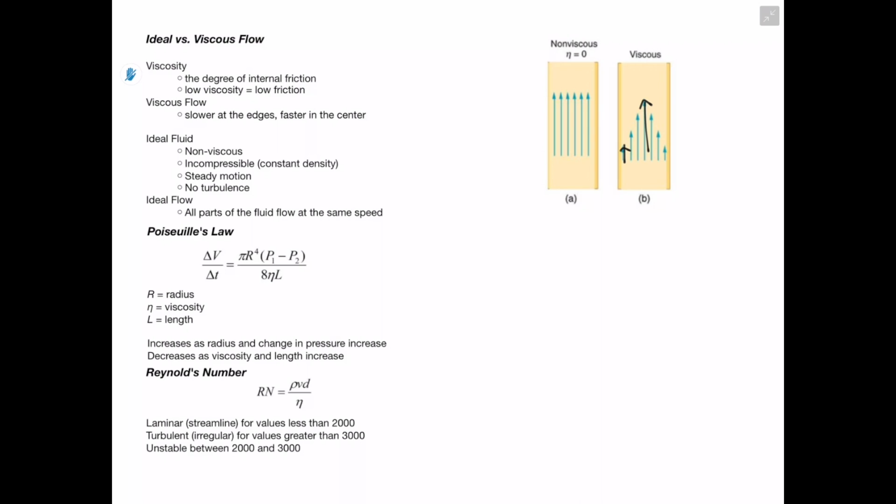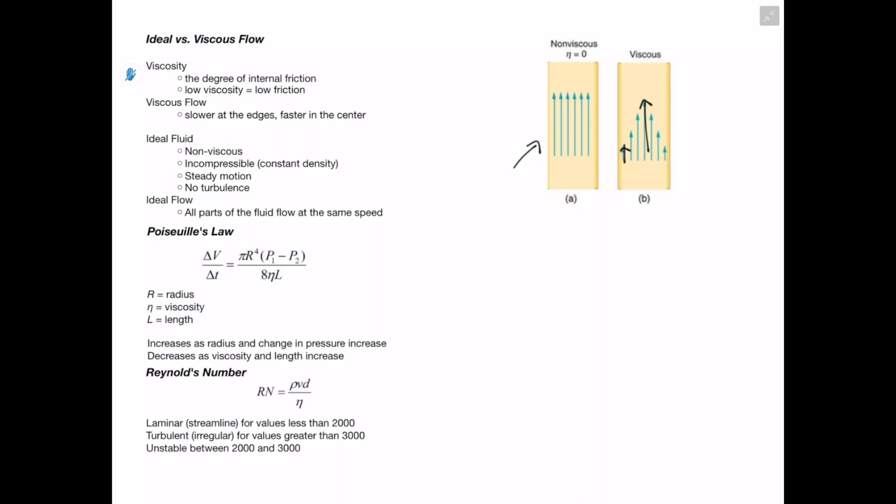And an ideal fluid is going to be non-viscous. It's going to be incompressible, so it's going to have a constant density. There's going to be steady motion and no turbulence. And with ideal flow, all parts of the fluid flow at the same speed, which we see here on the left. And we see that our viscosity is equal to 0. And this Greek letter here, eta, is going to be what we use for viscosity.